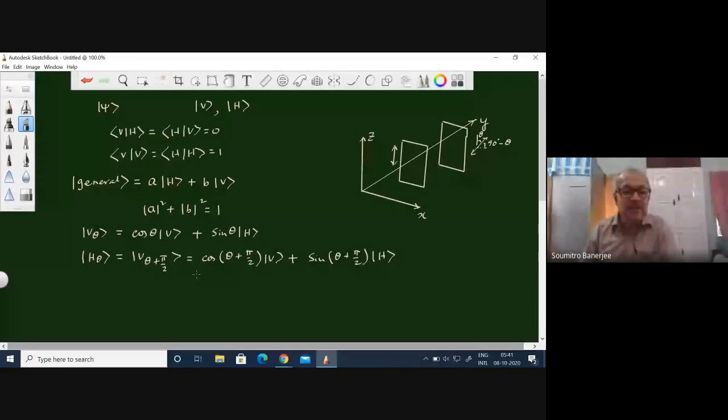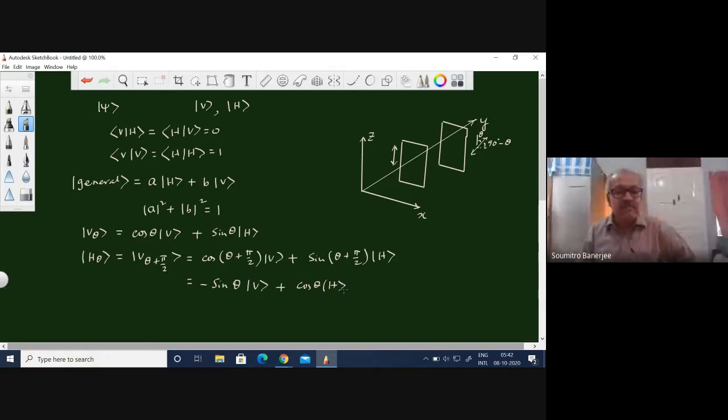So if we just write it down, it becomes minus sine theta V plus cos theta H. So this is the horizontal component, this is the vertical component. So we can express the polarization in any arbitrary direction, any arbitrary theta direction, where theta is the angle with the z coordinate, in terms of the vertical and the horizontal.